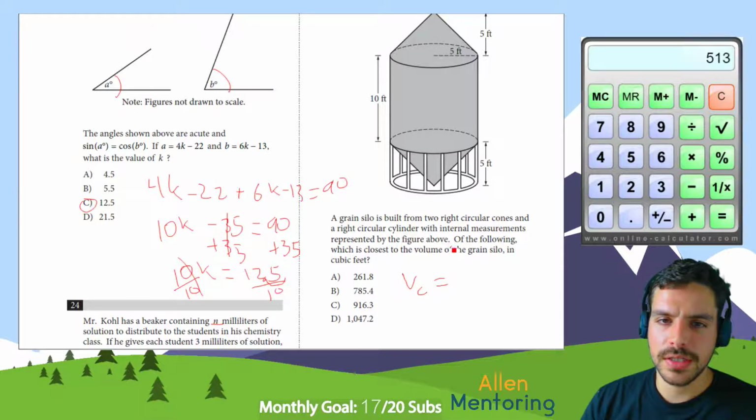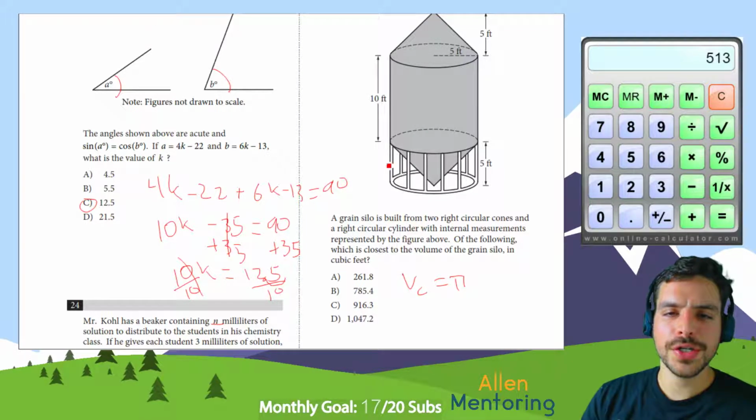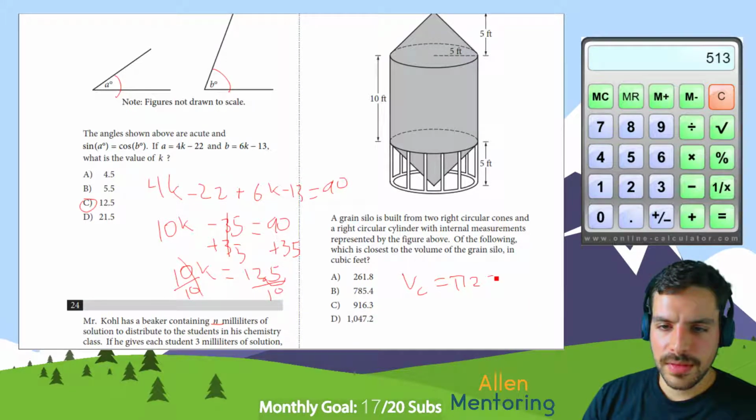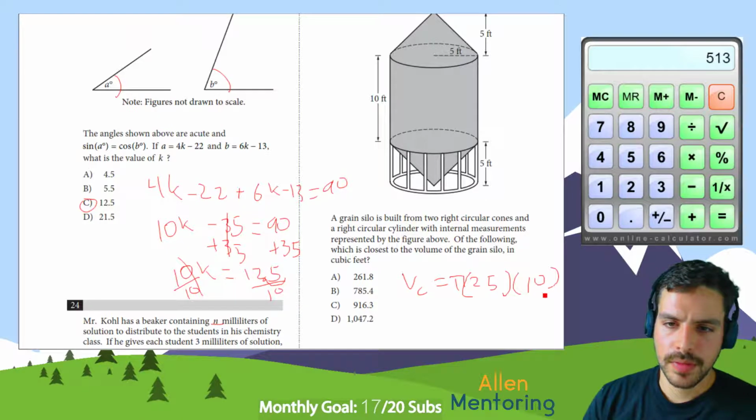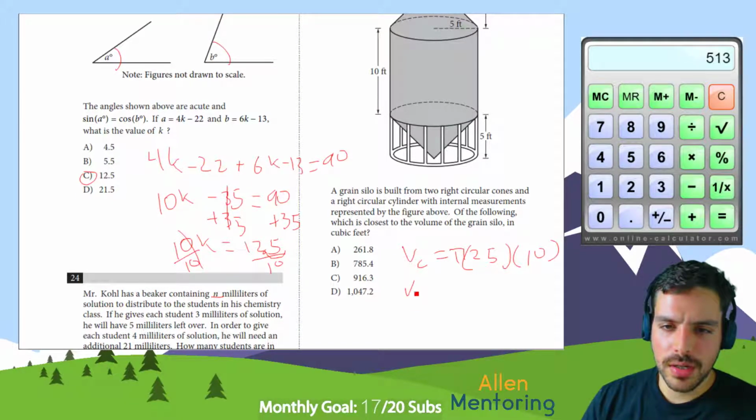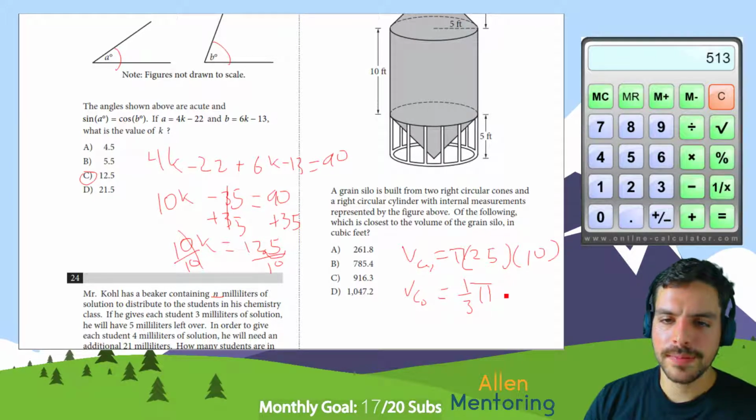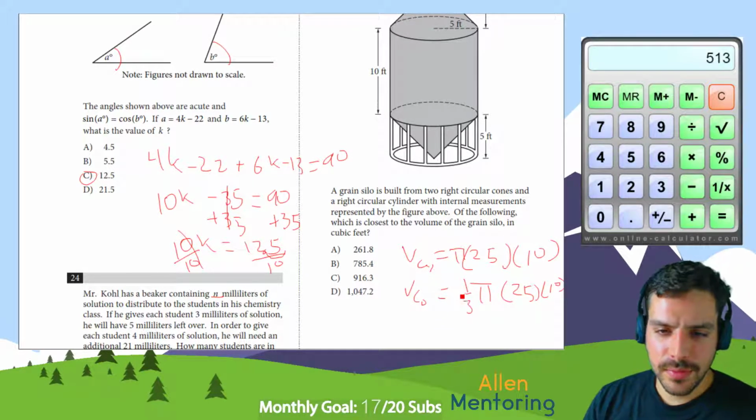So the volume of the cylinder is equal to pi r squared h. So it's going to be pi r squared, which is 5 squared, right? 5 is the radius, so it's going to be times 25 times h, which is 10 feet. And the volume of the cone is going to be 1/3 pi r squared h. So it's going to be basically the same thing, just a third of that. And so we have 2 of these guys, right? So let's figure this out.